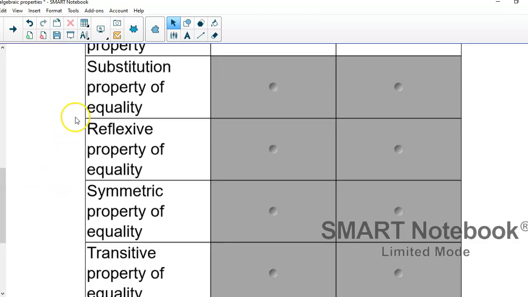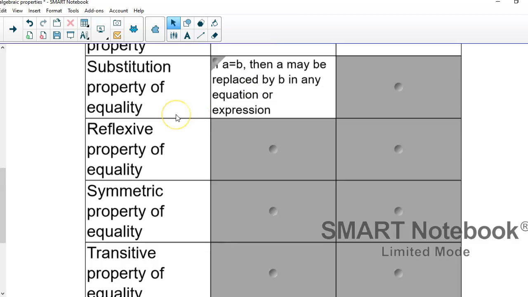The next one is the substitution property of equality. This says that if A equals B, then A may be replaced by B in any equation or expression. So since they're equal, you can plug in. It's just like when you have a substitute teacher in a class, right? Like if Miss G is going to substitute for me, then she replaces me in my classroom. So if B is going to substitute for A, then B replaces A in an equation or expression. Here's an example. If x equals y, then 5x plus 7 equals 5y plus 7. The y is just substituted in for the x, like Miss G would substitute for me.